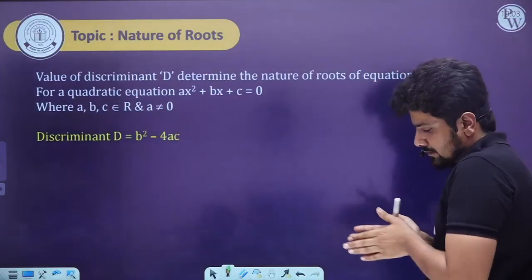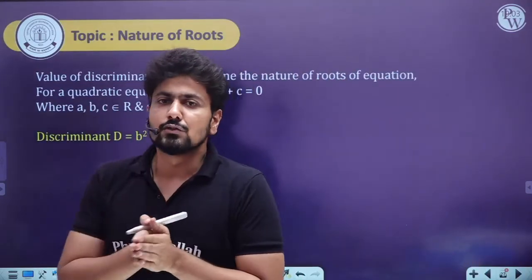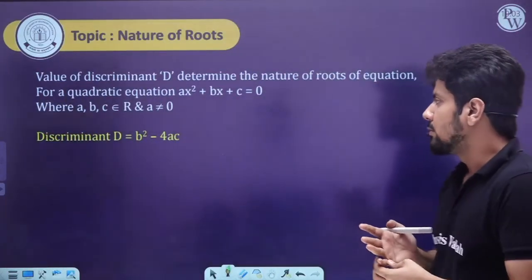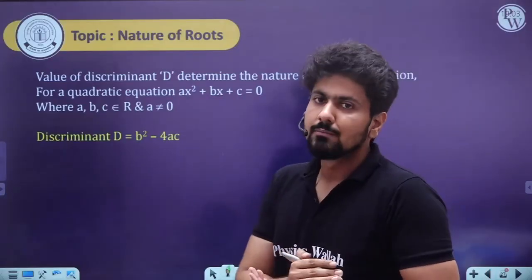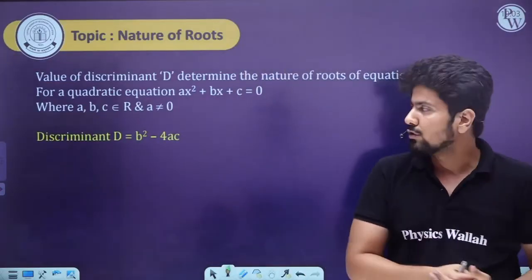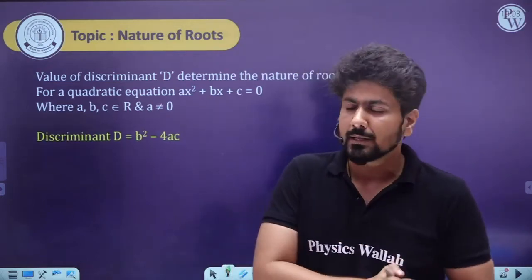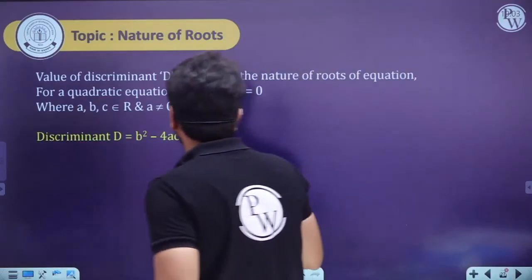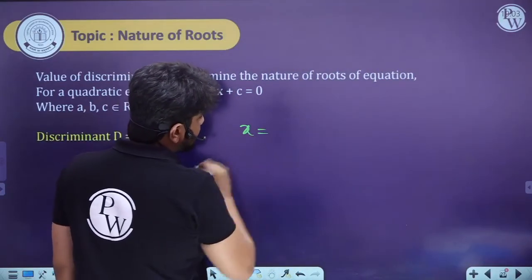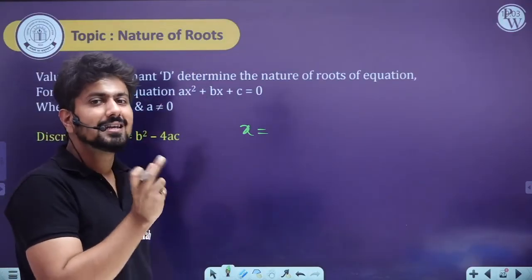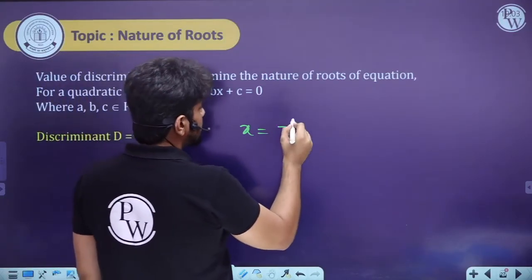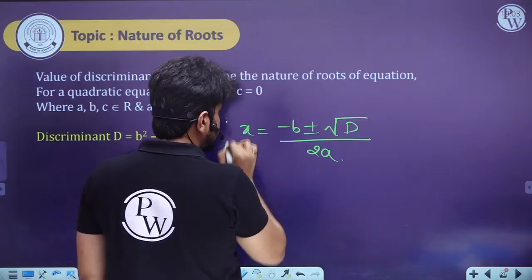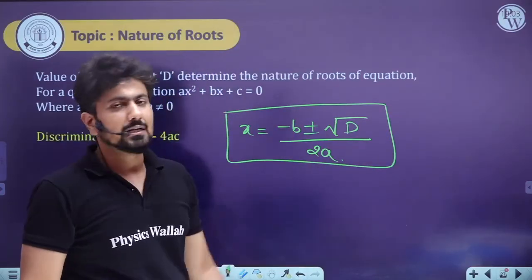So discriminant decides the nature of the roots. I'm not going to go very deep into this topic right now because I have a lot to tell you and a lot of questions on this topic. But for now you can just understand that discriminant defines the nature of the roots. Roots are minus b plus minus under root of discriminant divided by 2a, correct? Now it all depends upon d.